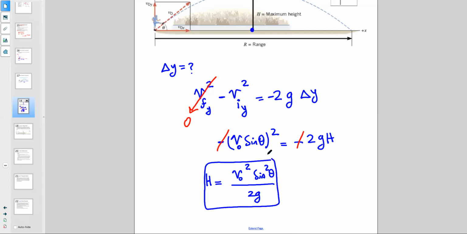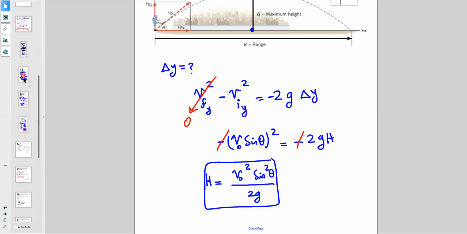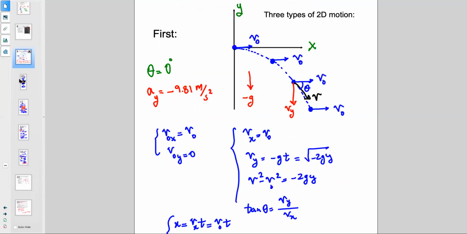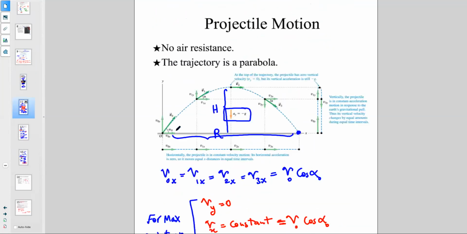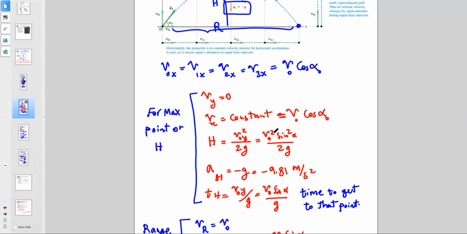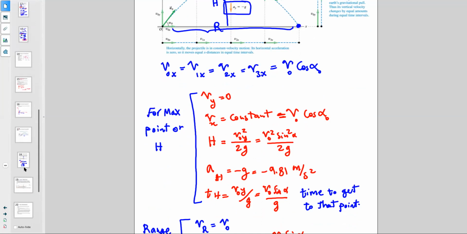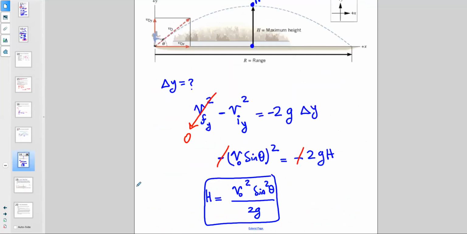I have the same equation right there. You can take a look if you want. Right here. So v0 squared sine squared theta over 2g. It's the same here as well. Okay.